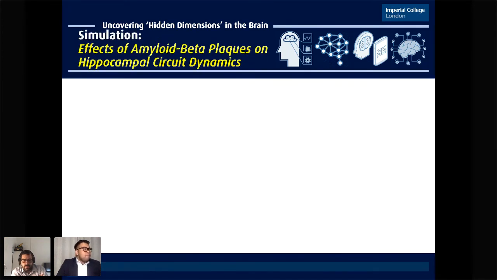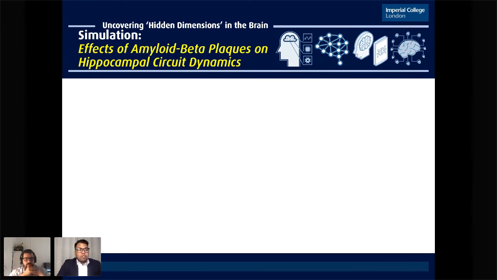So now we also want to simulate the effects of amyloid beta plaques on hippocampal circuit dynamics. Alzheimer's disease is caused by the abnormal buildup of amyloid beta and tau proteins around neurons. When amyloid beta proteins clump together, they form plaques that block neuronal signaling at synapses and eventually destroy the cells.